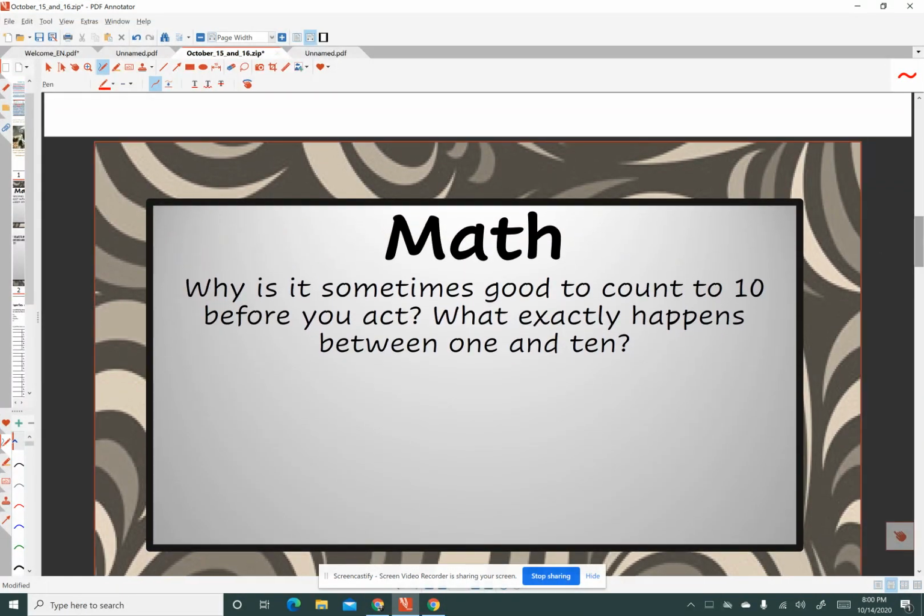So our do now for today is kind of mathy. Why is it sometimes good to count to 10 before you act? So we don't want you to react. We're talking about counting to 10 first before you act. And what is it that happens to your mind and your body and your thought process between number 1 and number 10? I want you to think about that. What happens to you if you stop, if you put a pause on it before you comment? Do you calm down? Do you think of a better way to say something? Think about that and write a couple of sentences about that. So go ahead and pause and think about that right now.